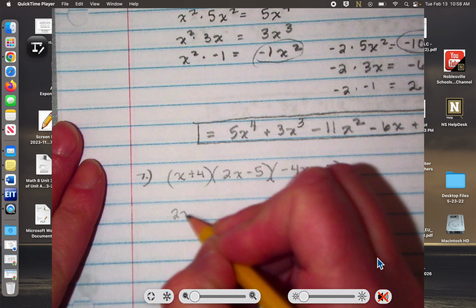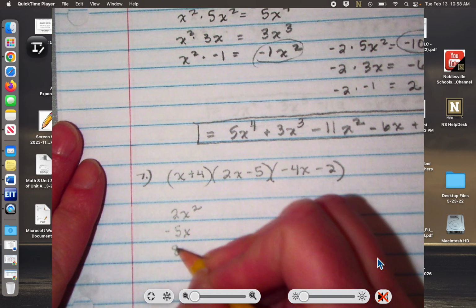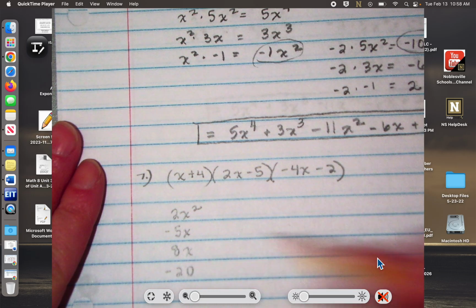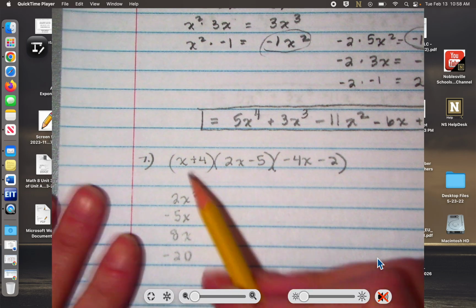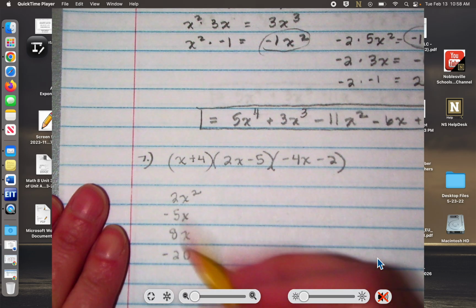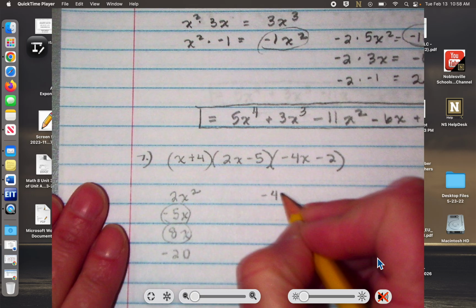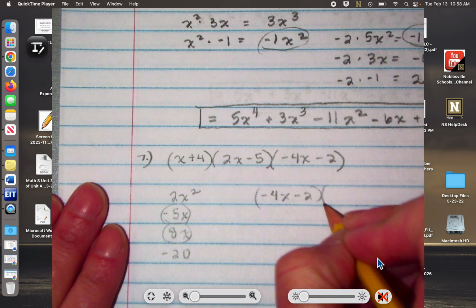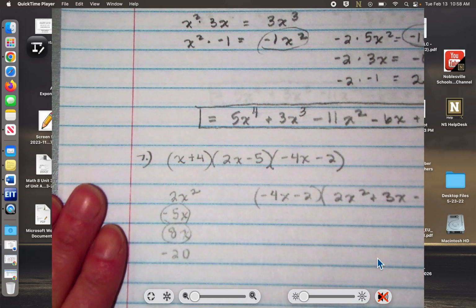So I'm going to get 2x squared, and then I'm going to get negative 5x, and then I'm going to get 8x, and I'm going to get negative 20, right? So hopefully at this point you can just in your head be like first, outer, inner, last, and you don't have to write out what you're multiplying, you can just think about it in your head, right? So the x times the 2x, that's where I get the 2x squared. So because I can combine these terms, I end up with negative 4x minus 2 times 2x squared plus 3x minus 20, right?